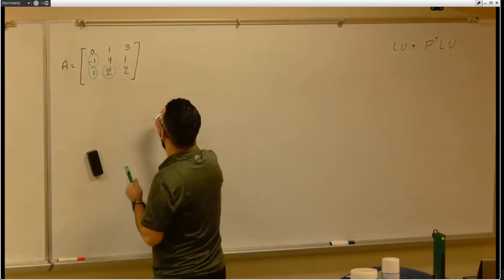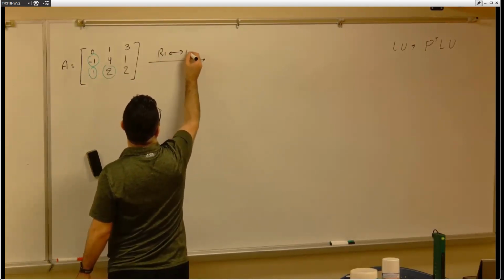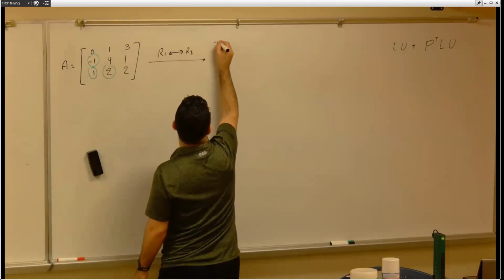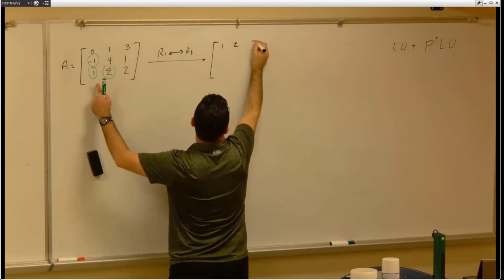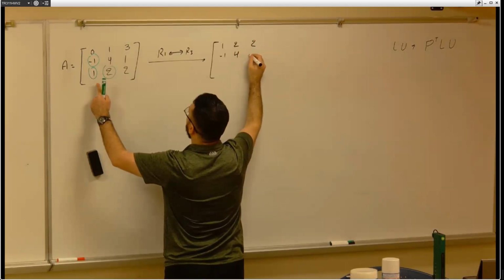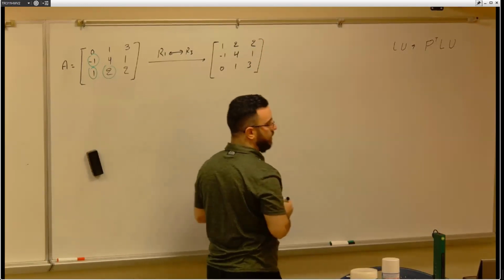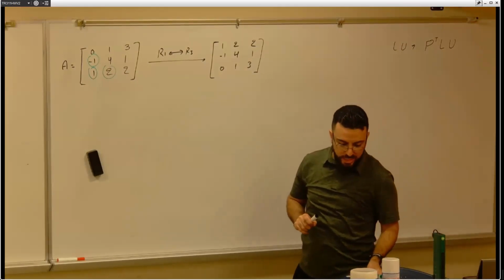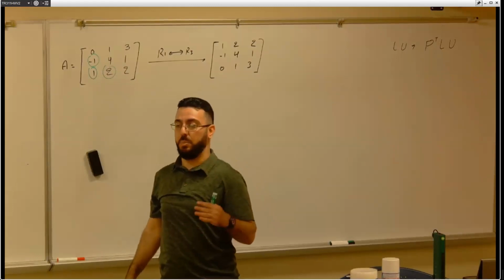So the first step I'm going to do is change R1 with R3. So it's going to be 1, 2, 2; -1, 4, 1; and here 0, 1, 3. When you change the rows, that means this is not LU factorization anymore. It's with the P transpose.